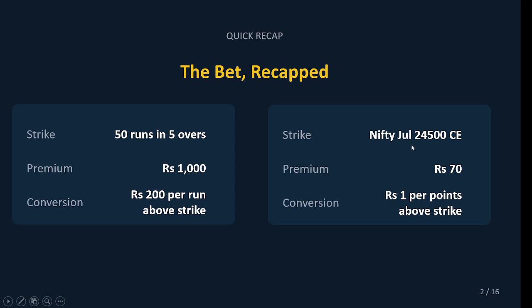Similarly, for the Nifty, for every 1 point increase, you will get a payout. 24,500 was the example that we took, for which we paid a premium of 70 rupees. So each 1 point it increases above 24,500, we will get 1 rupee. So if it ends at 24,550, we will get 50 rupees as the intrinsic value.